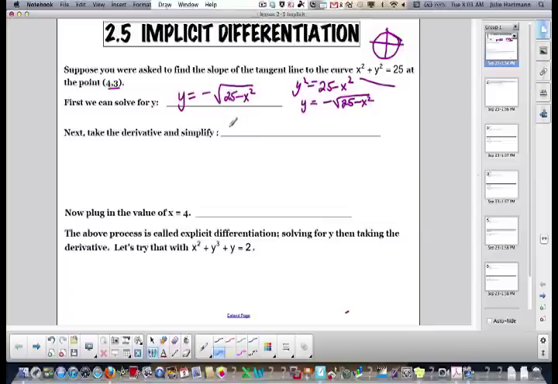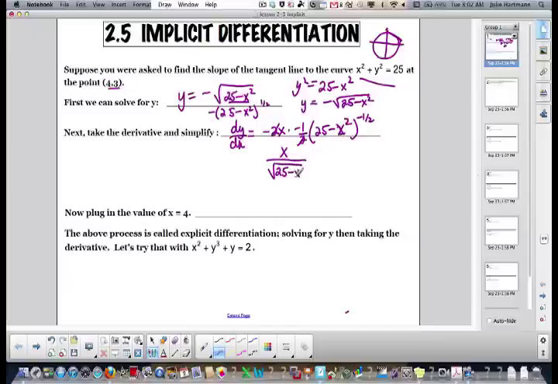Now we take the derivative. Taking the derivative, dy/dx equals the derivative of the inside, which is negative 2x, times the derivative of the outside. Remember, this is 25 minus x squared to the 1/2, so we're going to have negative 1/2 times 25 minus x squared to the negative 1/2. The 2's cancel. Negative times a negative is a positive. So we have x over the square root of 25 minus x squared.